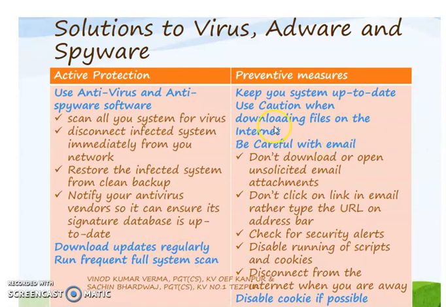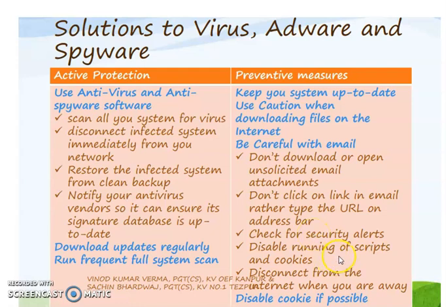Then preventive measures. Keep your system up to date. Use caution when downloading files on the internet because all the sites are not trusted ones. Be careful with email, as some emails may contain viruses. Don't download or open unsolicited email attachments. Don't click on links in email. Rather, type the URL in the address bar.